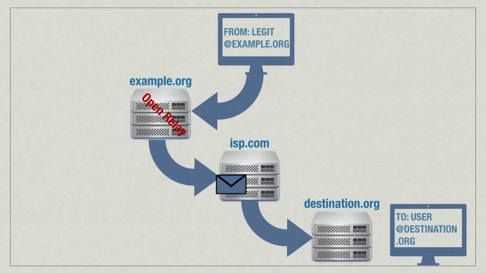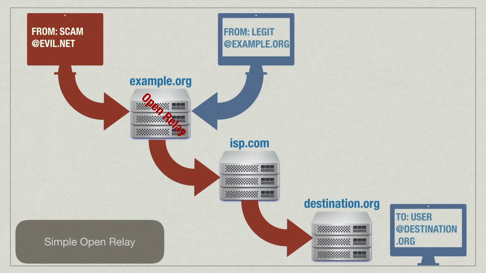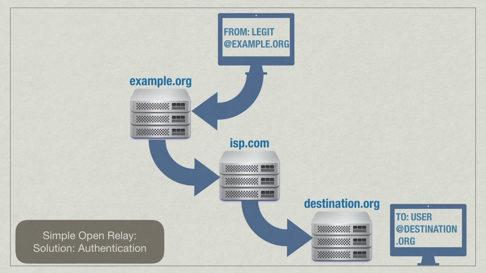The first set of problems that existed was what is known as open relays. Open relays are SMTP servers that lack authentication and allow anyone to send messages, as in this example. This has been the source of spam primarily throughout the early 2000s.